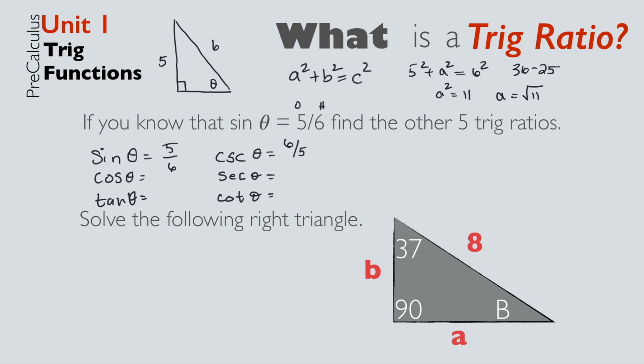And do not turn this into a decimal. I want the exact answer. So the square root of 11 will remain just like that. It can't reduce. 11 is a prime number, so we're going to leave it alone. If I had said something like the square root of 20, well, I can do that. That's 4 times 5, so it would be 2 times the square root of 5. But we'll get to that later.